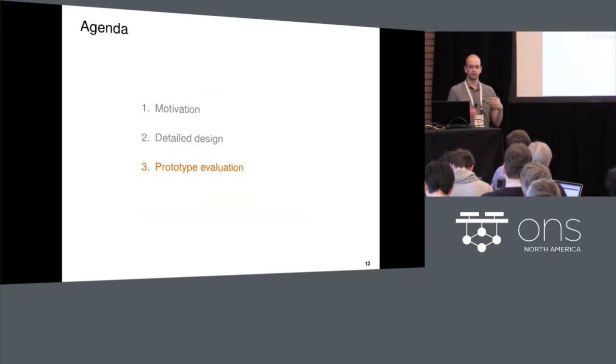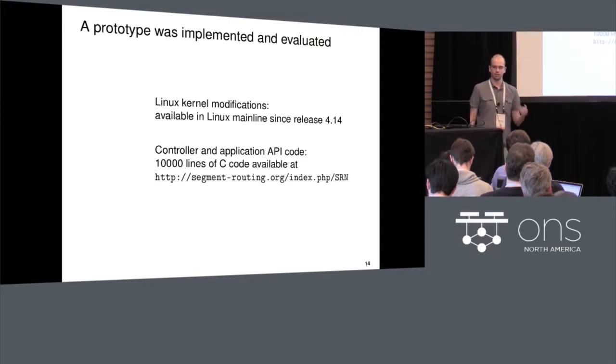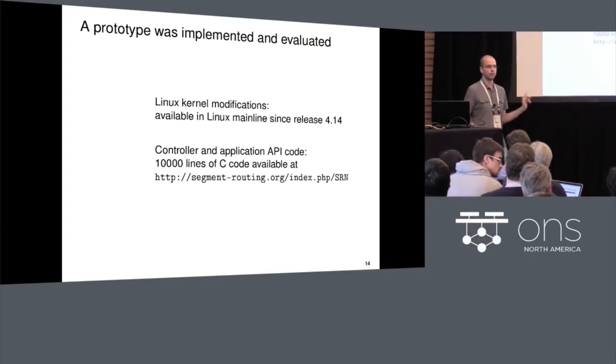So that was about the detailed design. Now let's see how well it performs. We have, of course, implemented a prototype. This prototype is composed of two components. We had to modify the IPv6 and routing implementation to do that, but it's already merged inside the Linux mainline in version 4.14. And we also wrote some code for the controller and the application API code, which is available online. The link is also in the paper if you want.